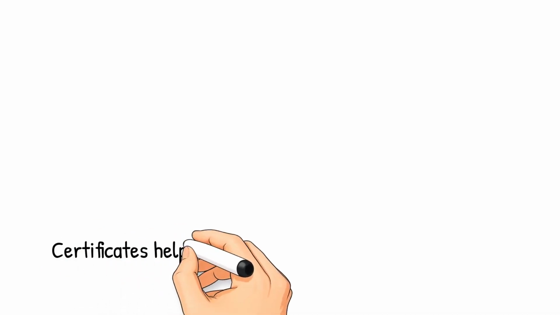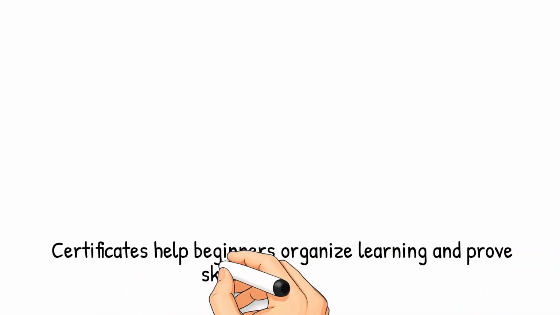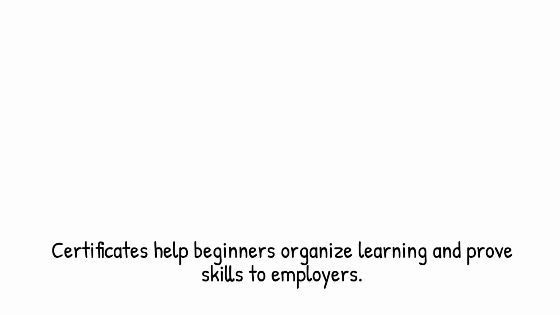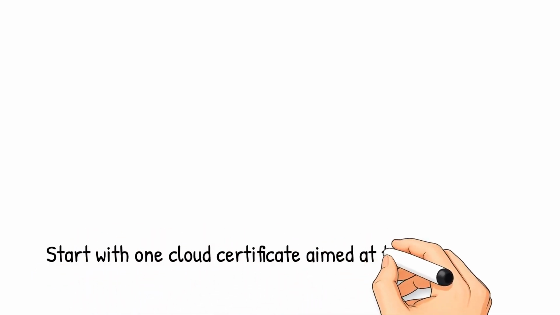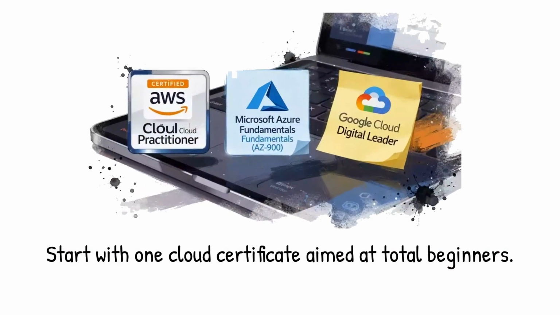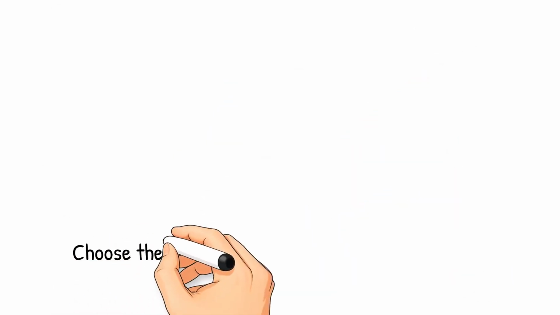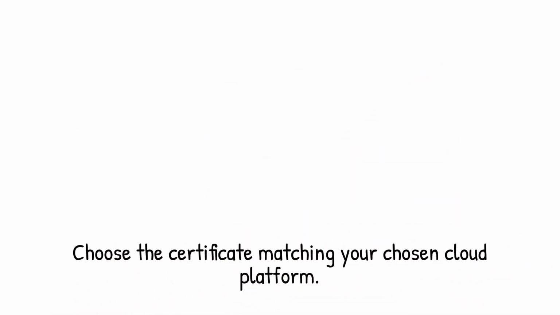A certificate is not everything, but for a beginner it does two powerful things. It organizes your learning, and it proves to employers that you actually know your stuff, even without years of experience. Pick just one to start. The best beginner options are the AWS Certified Cloud Practitioner, the Microsoft Azure Fundamentals, also called AZ-900, or the Google Cloud Digital Leader. All three are officially designed for people with no prior experience. Choose the one that matches the platform you picked in Step 5.